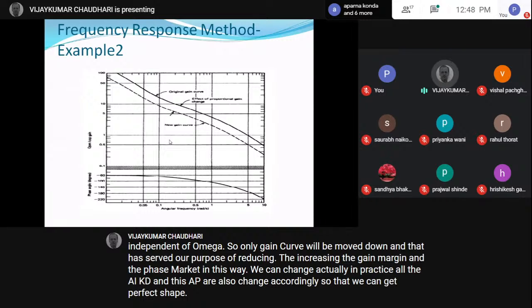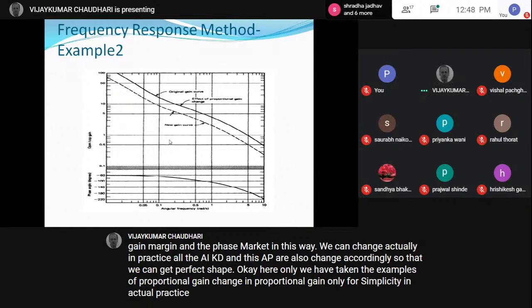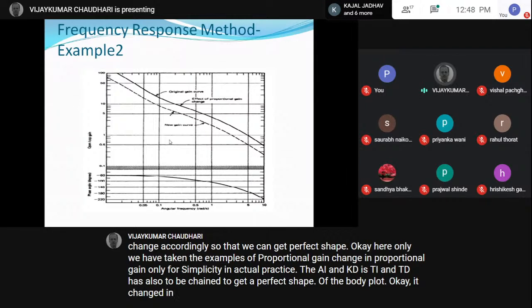Okay, here we have taken the example of change in proportional gain only, for simplicity. In actual practice, the KI and KD, that is TI and TD, also have to be changed to get a perfect shape of the Bode plot. It is changed in accordance with our required gain margin and required phase margin, right?